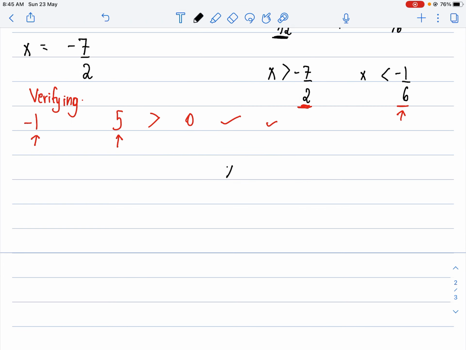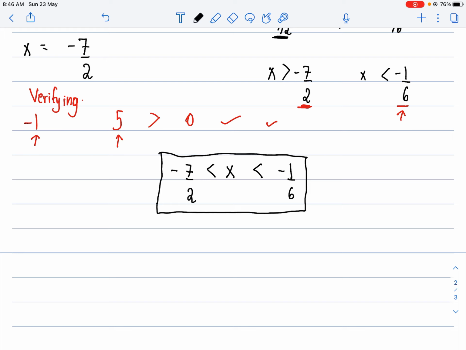So I can write this as x lying between minus 7 by 2 and minus 1 by 6. So this is basically the final answer of my question.